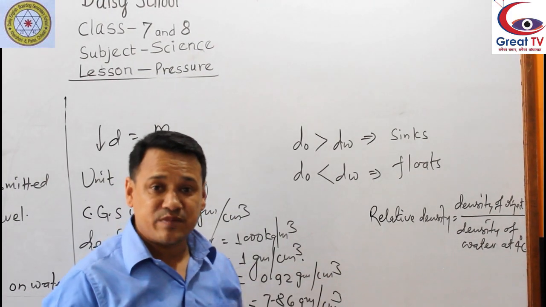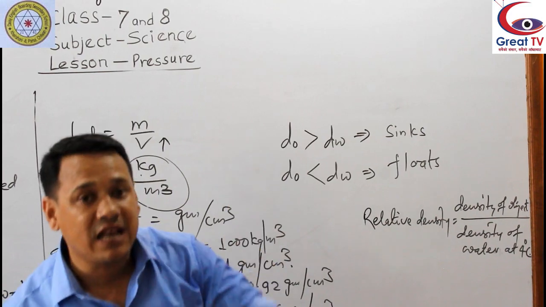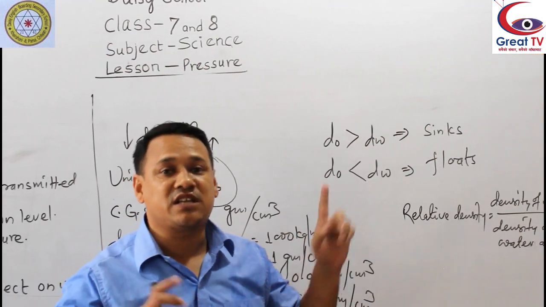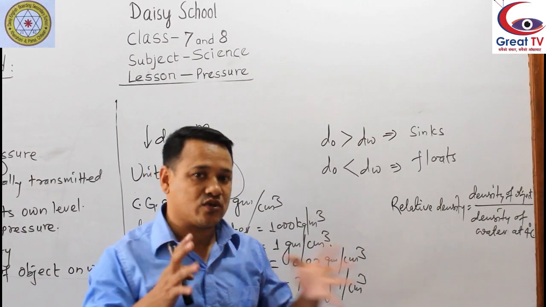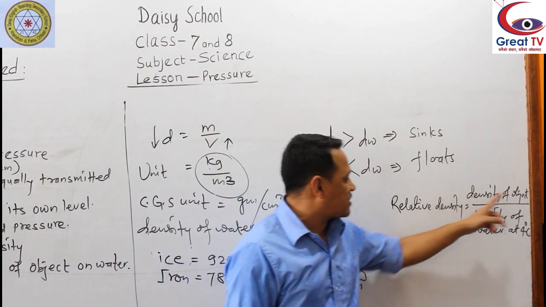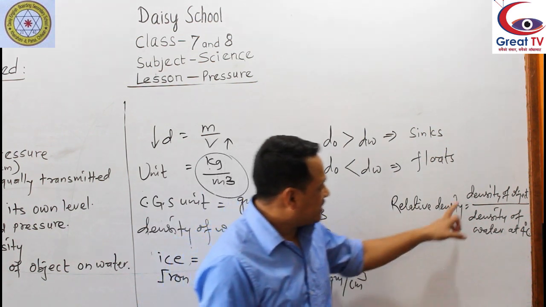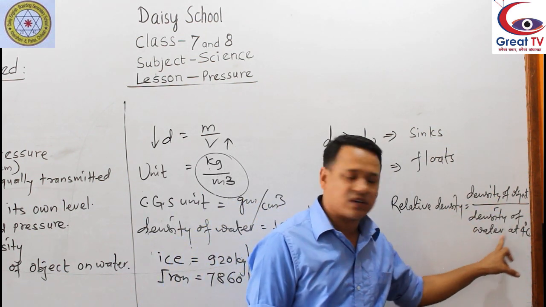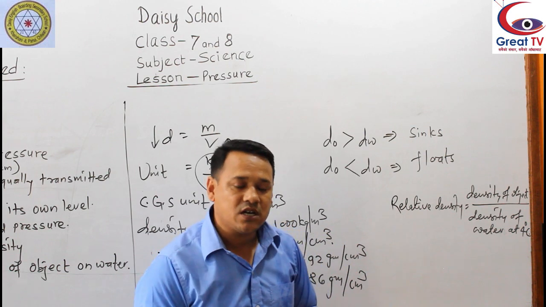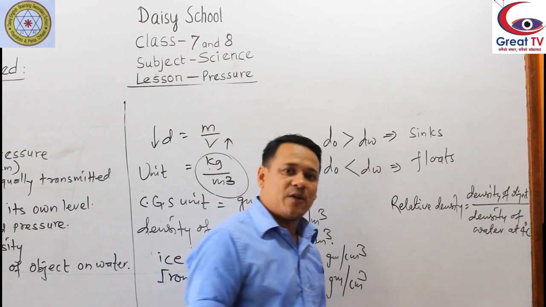So relative density means actually comparison. How many times more or how many times less the density of the object is than that of the water, we are going to compare. So relative density is the ratio of density of the substance to density of water at 4 degrees Celsius. That is called relative density.